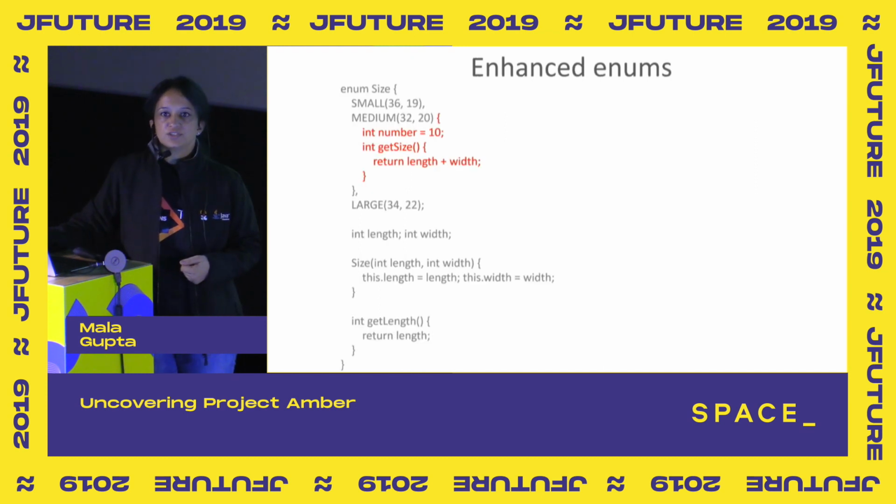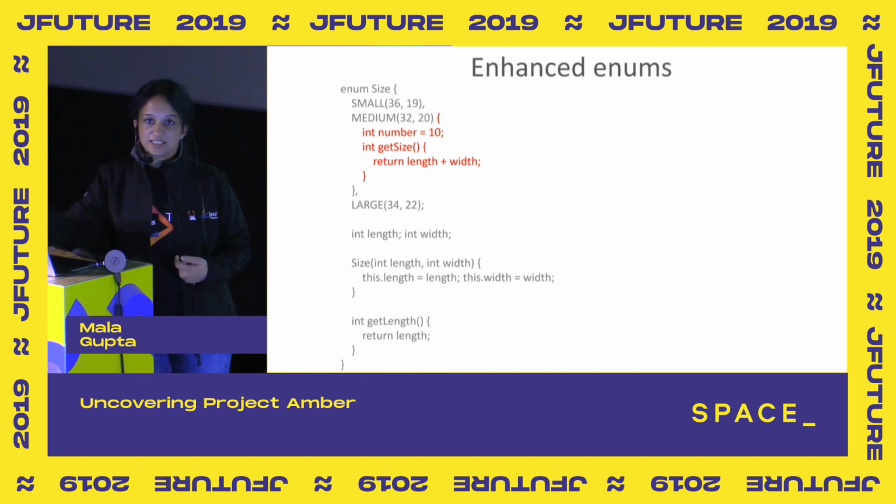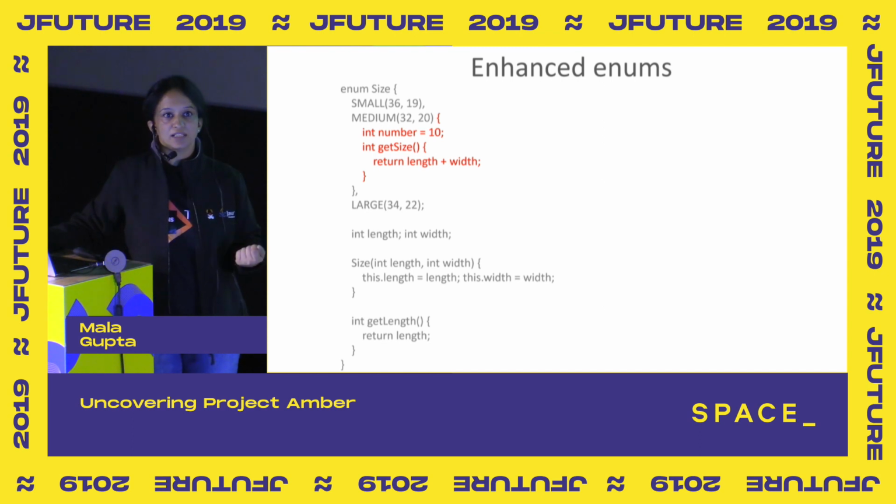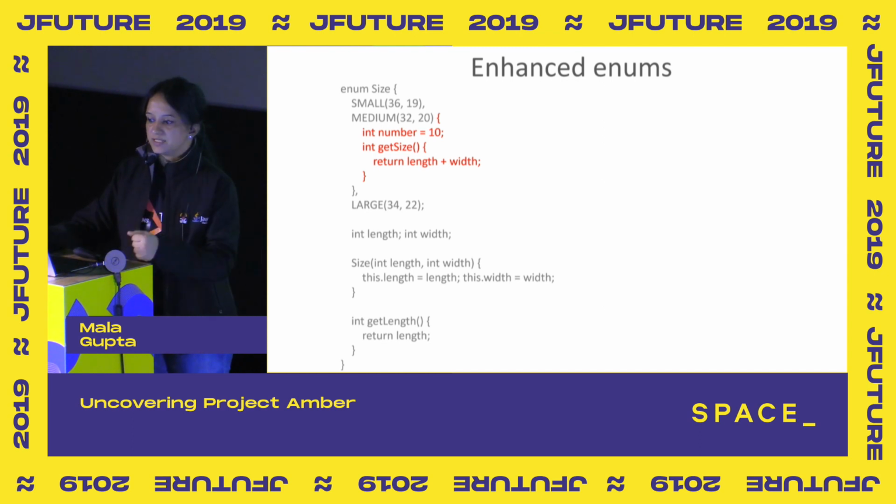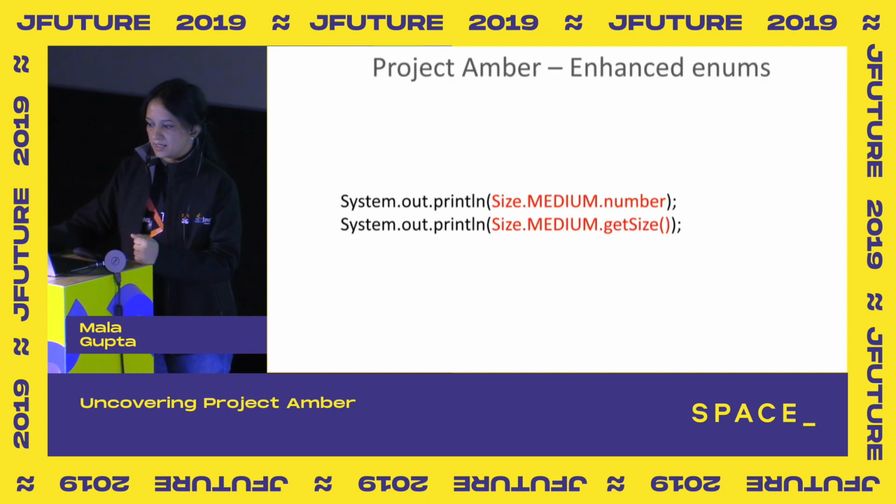Has anyone tried to define members, which are variables or methods, for specific enum constants? The code in red defines members which are specific to the enum constant medium. Of course, the rest of the code defines the other members, the variables and methods, which apply to all the enum constants, but the ones in red are only specific to medium. But the problem here is, even though you can define those members, you cannot access them. If you try to do that, you would get a compilation error.